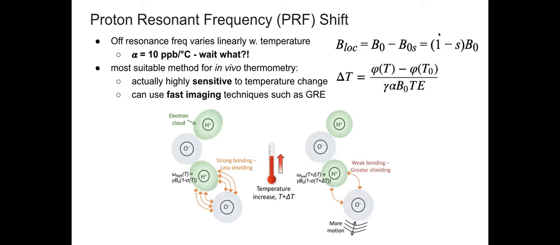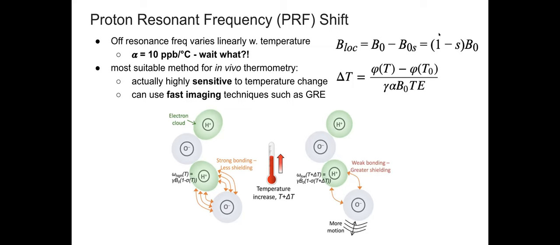So the final method I'll discuss is a phenomenon called proton resonant frequency shift. The off-resonance frequency, or the PRF rather, of a molecule is dependent on the local B field. The electrons surrounding the nucleus shield the protons and change the effective local B field, which will change the effective resonant frequency. This shielding is temperature dependent, as weaker bonds between molecules create stronger shielding at higher temperature. But you might notice that this temperature coefficient of the shielding constant, alpha, is only 10 parts per billion. So that's really, really small.